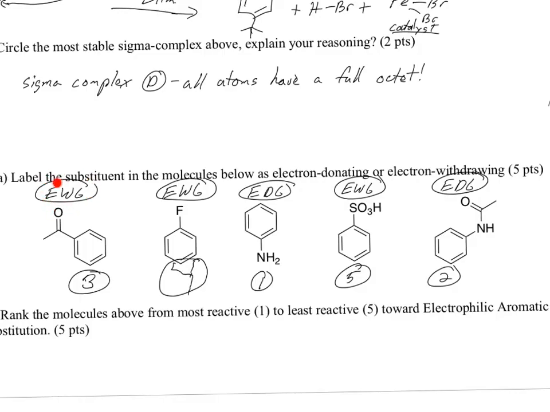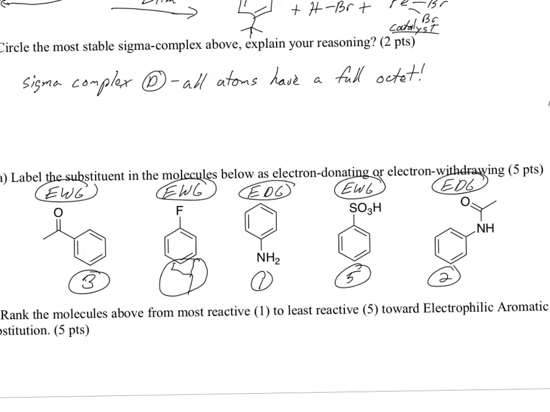Alright, so here we have an electron withdrawing group. The carbon attached to the ring is double bonded to oxygen, which makes it electron withdrawing. Fluorine, even though it has lone pairs, is very electronegative, like the halogens, fluorine, chlorine, bromine, and iodine, so it's electron withdrawing. This nitrogen here is going to be electron donating, the lone pair. This sulfur is bonded to 3 different oxygens, so it's electron withdrawing. There's no lone pairs there. And then this nitrogen has lone pairs, and even though it can do resonance this way, it also can do resonance this way, so it's electron donating.